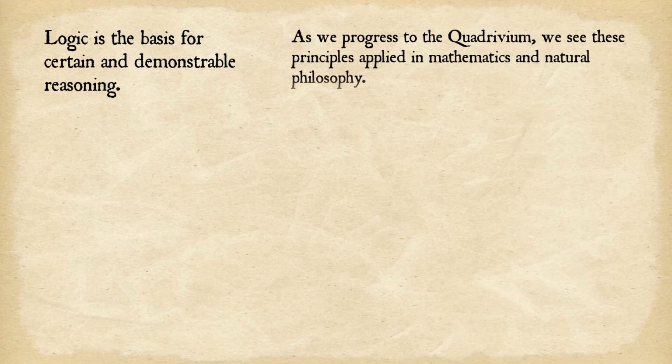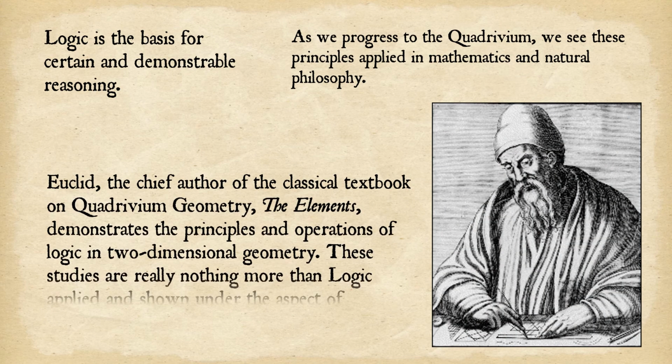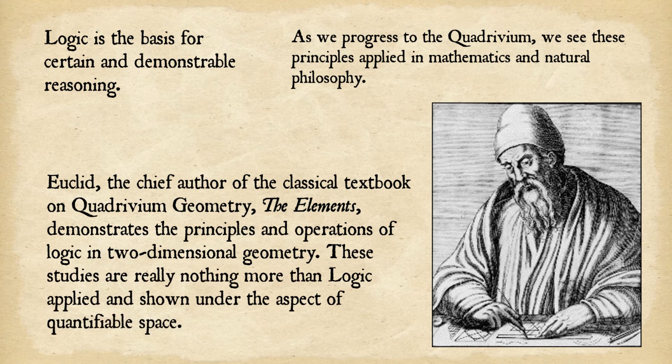And as we progress from the trivium to the quadrivium, we see these logical principles applied in mathematics and natural philosophy. We're going to look at one example from Euclid. Euclid, the chief author of the classical textbook on quadrivium geometry, the Elements, demonstrates the principles and operations of logic in two-dimensional geometry. These studies are really nothing more than logic studied and shown under the aspect of quantifiable space. That's all Euclidean geometry is. It's taking first principles and using them to demonstrate complex operations in provable ways.